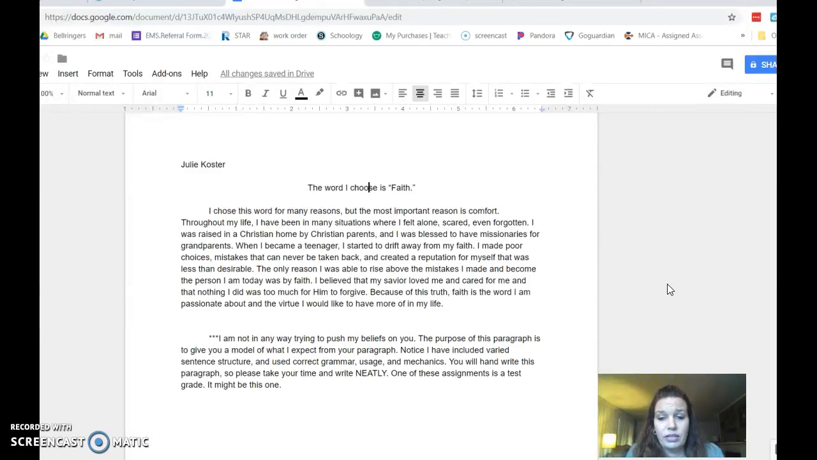Because of this truth, faith is a word that I am passionate about and a virtue I would like to have more of in my life. And then I put a little note at the bottom because you just always have to protect yourself. I am not in any way trying to push my beliefs on you. The purpose of this paragraph is to give you a model of what I expect from your paragraph. Notice that I've included varied sentence structure and used correct grammar, usage, and mechanics, well, at least now after I edited it. You will handwrite this paragraph, so please take your time and write neatly.